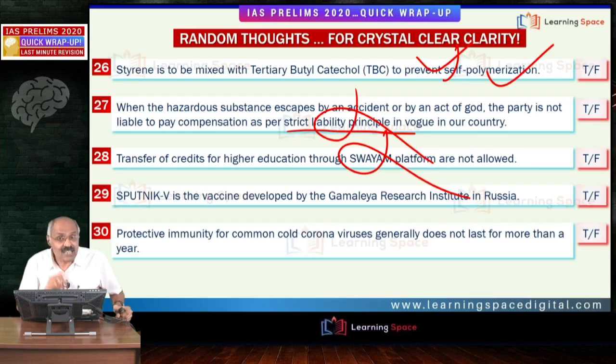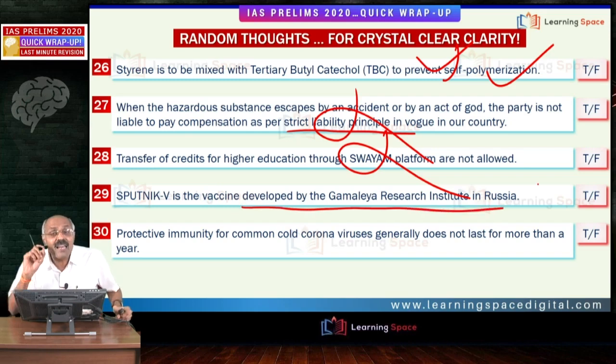Then Sputnik. This is the vaccine developed by the Gamaleya Research Institute in Russia, and India's Reddy's Laboratories has a tie-up for this vaccine, right? And please recollect the Oxford vaccine also, but Russia announced this vaccine first.